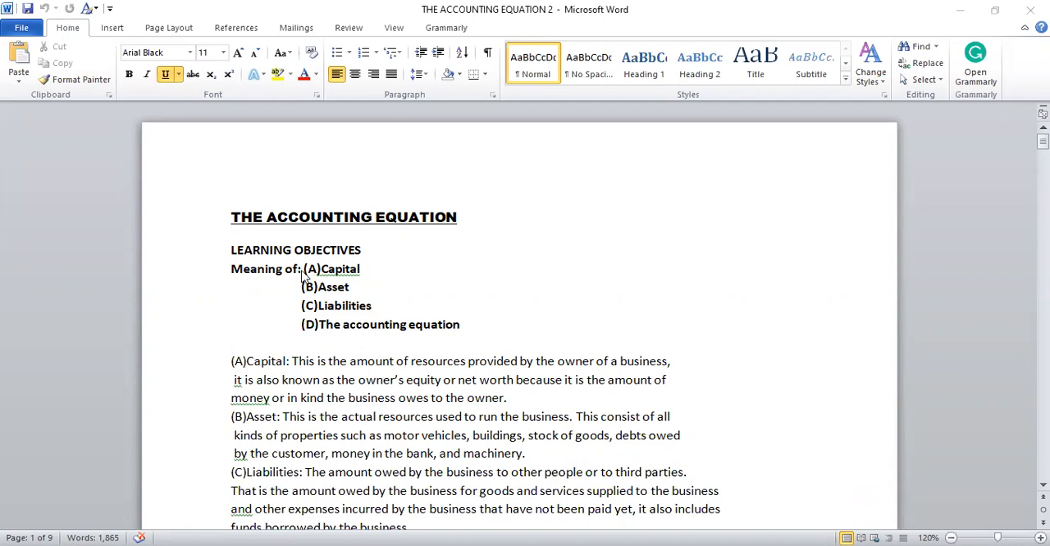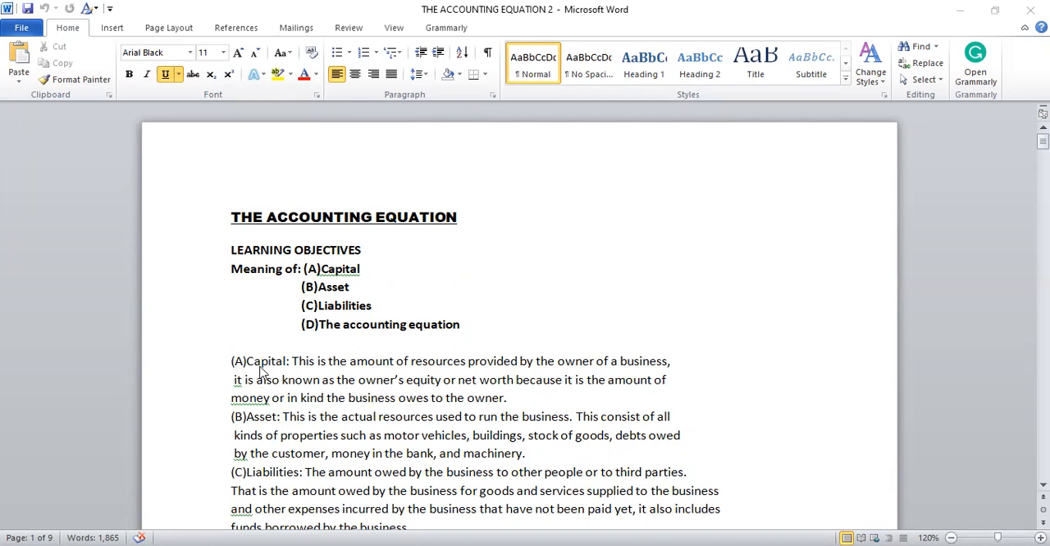meaning of accounting. We are going to learn A, accounting capital. Also B, assets. C, liabilities. And then D, the accounting equation. What I mean is that these are the terms that we use in accounting. So we are going to explain all these terms for you to understand before we get into the accounting equation itself. So let's go on.